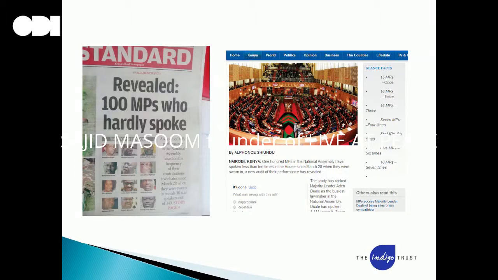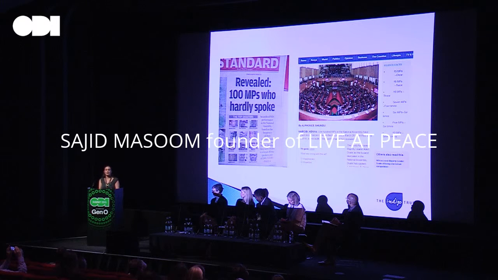What Mazalendo did is that, looking at the data on their site, they noticed that 100 MPs in Kenya were hardly actually participating in parliamentary debate. And so they fed this to journalists in a really simple infographic. And this resulted in 2 pages of front page news on this story. And that really enabled citizens to start debating on these matters.